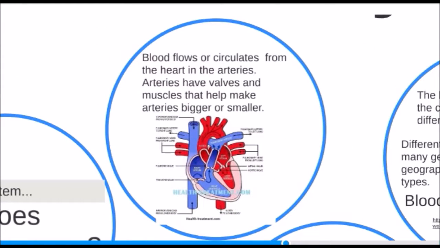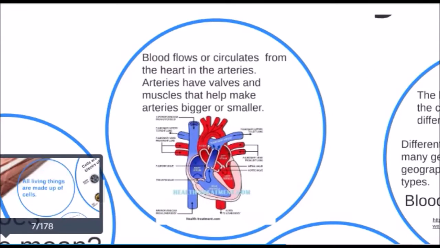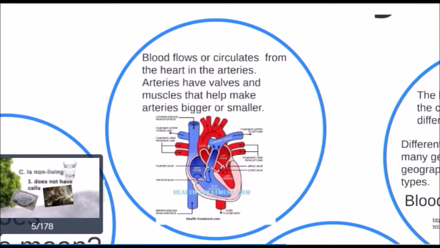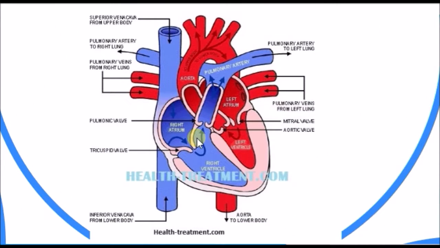So blood flows or circulates from the heart in the arteries, and arteries have valves and muscles that help make arteries bigger or smaller. So here, we've kind of already zoomed in on this, but here is your heart. Actually, we have a four-chamber heart. 1, 2, 3, 4. Not all organisms do. We're going to do a frog dissection soon, and the frog actually has a three-chamber heart, which is kind of cool. But blood will actually move from one side of the heart to the next, and it will move on through these massive arteries to the lungs, get oxygenated, go throughout the entire body, and then come up through these massive veins, and then come back into the heart.